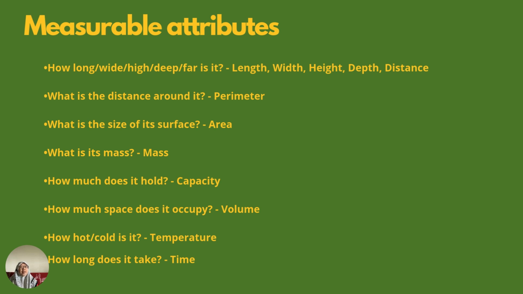And then what is the size of its surface? That is area. Okay. What is its mass? So I'm looking at mass. How much does it hold? This is capacity. Okay. And then how much space does it occupy? That is volume. So you need to be able to understand what capacity means and what volume means. You also need to be able to give examples to your students of what is capacity and what is volume.